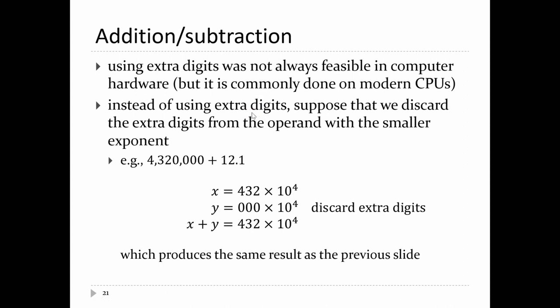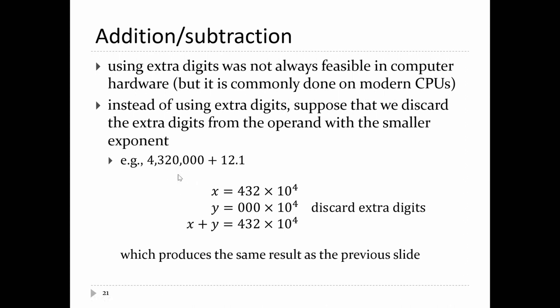So if we don't have these extra digits, then what you're stuck with is discarding digits. You can't even round, because you need that one extra digit to do the rounding. So now everything just gets discarded. Anything that you can't hold in those digits, you just throw away.